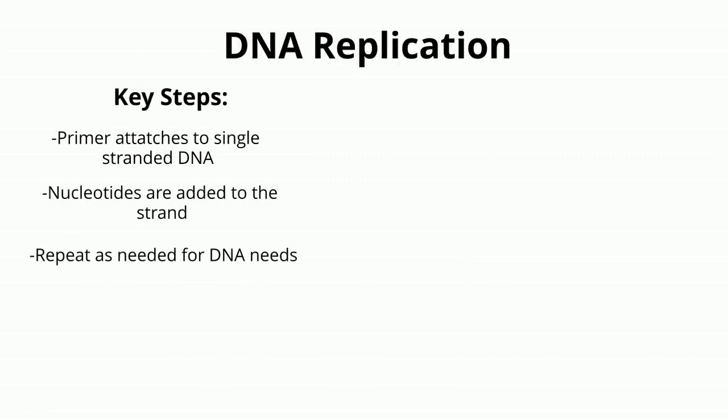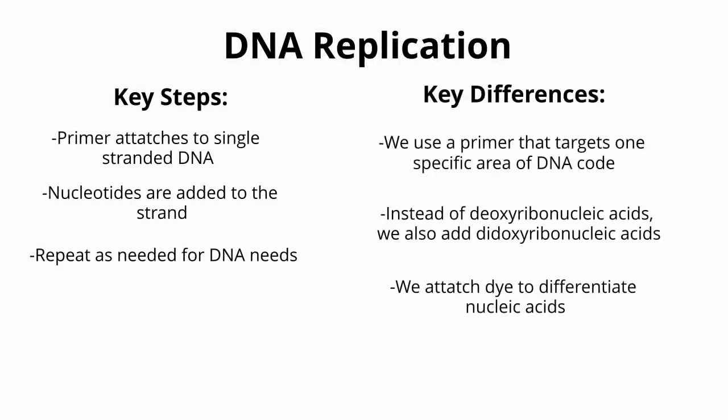Once we have our purified DNA, we need to figure out its nucleotide sequence. To do this, we do the steps of DNA replication with a few important changes. We use a primer that's specific to the area we want to replicate. We include dye to differentiate nucleotides, and we include some dideoxynucleotides, which we'll call ddNTP, instead of deoxynucleotides, or dNTPs.